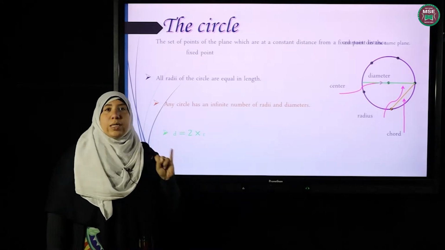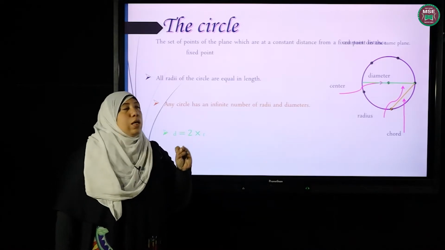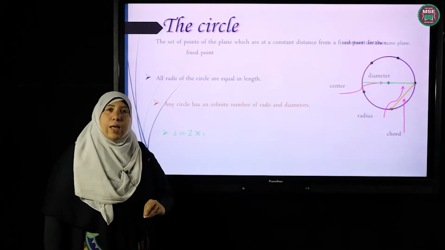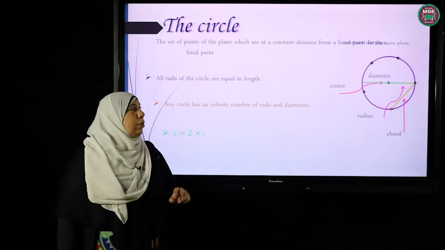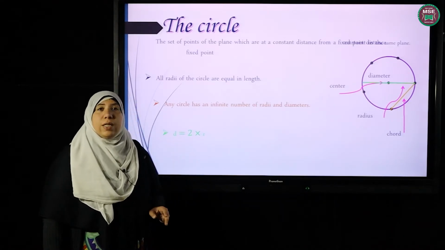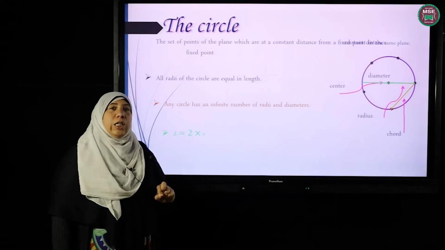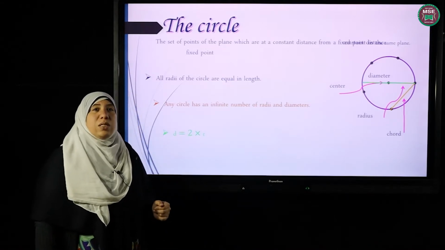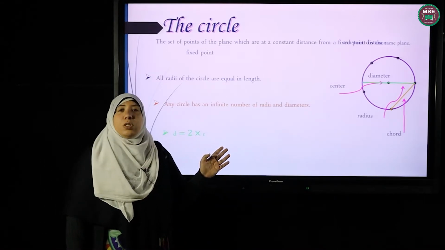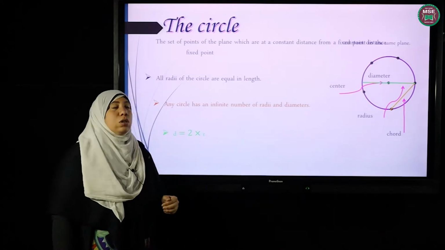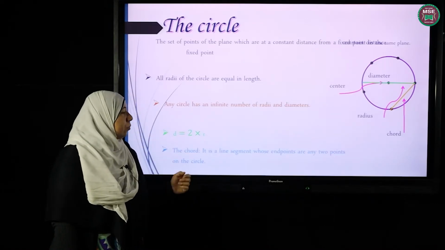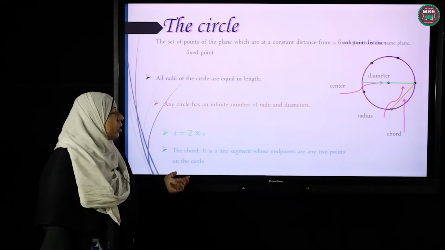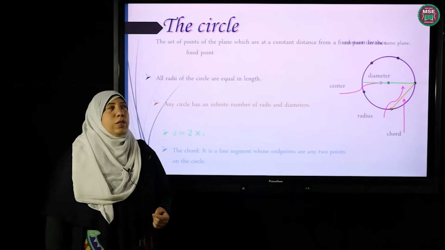Now we have the center of the circle, which is the fixed point, and any point on the circle is at a fixed distance from this point, which is the radius length from the center to the circle. Any line from the circle to the circle passing through the center is a diameter, and any line joining 2 points on the circle not passing through the center is called a chord. So the chord is a line segment whose endpoints are any 2 points on the circle and not passing through the center.